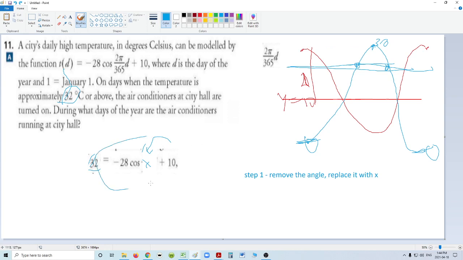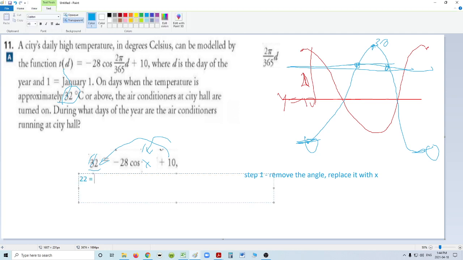So this is our first step. All we have to do is solve for x. So we subtract 10, and we get 22 is equal to minus 28 cos x. Then we divide by 28, so 22 divided by 28 is equal to cos x.